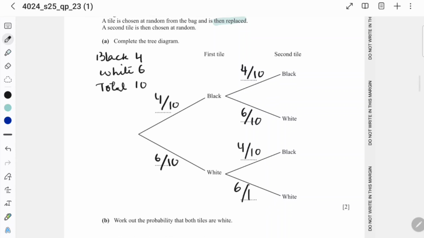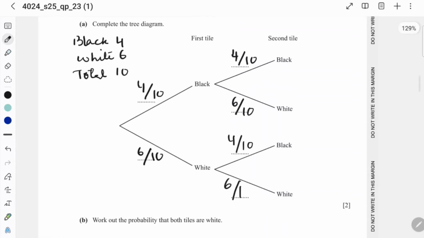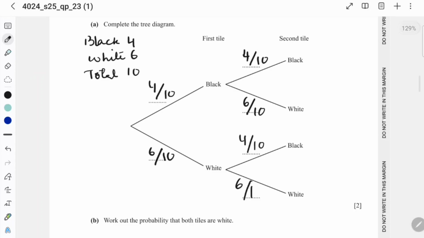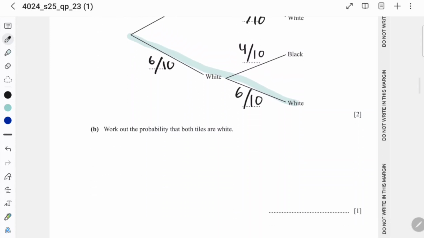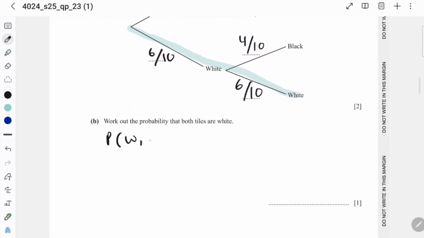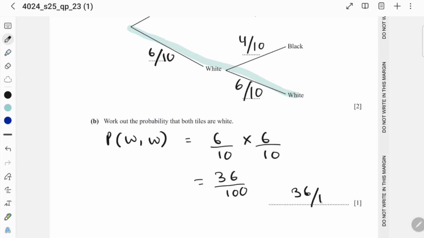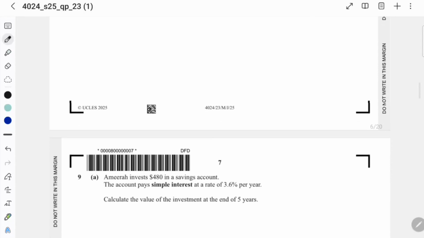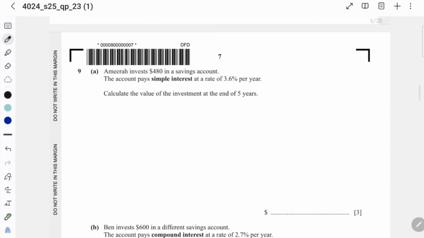So work out the probability that both tiles are white. It means that we are going to find the white and white. So the probability of white and white tiles is 6 out of 10 times 6 out of 10, which is equal to 36 upon 100. You can simplify also, otherwise you can write your answer like this as well. It's a 1 mark question. Question number 9.